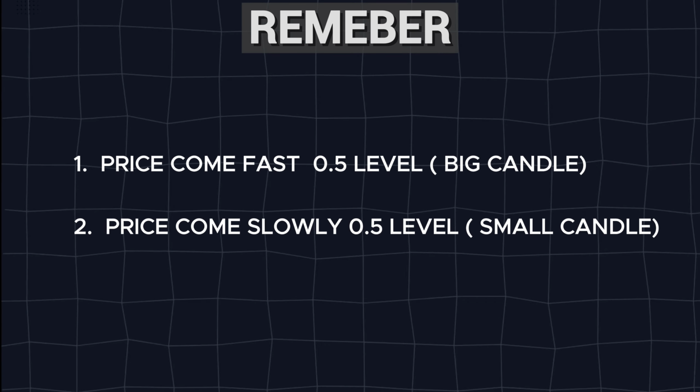So always remember, if price comes in fast with big candles, the 0.5 level acts stronger. If price comes in slow and weak, expect a deeper pullback to the 0.618 level. This small difference can completely change your entry timing and accuracy.